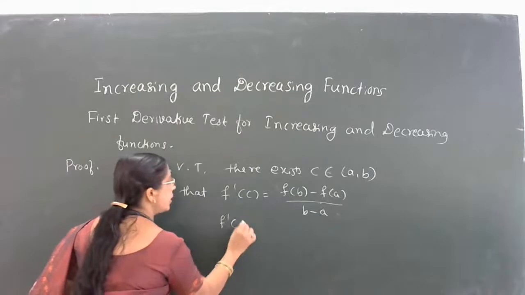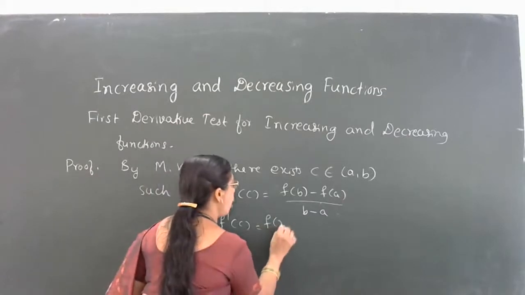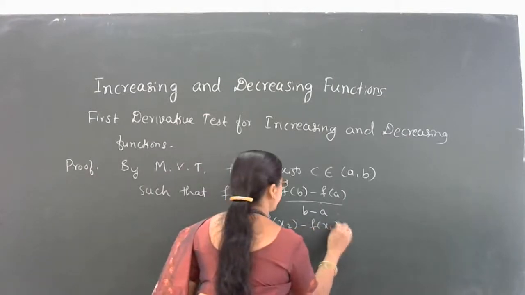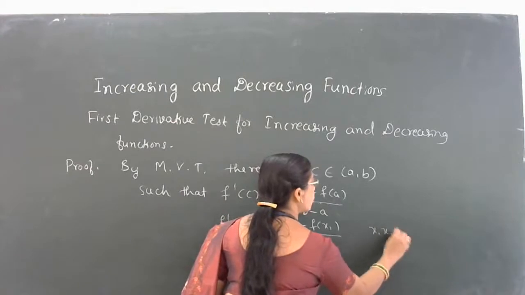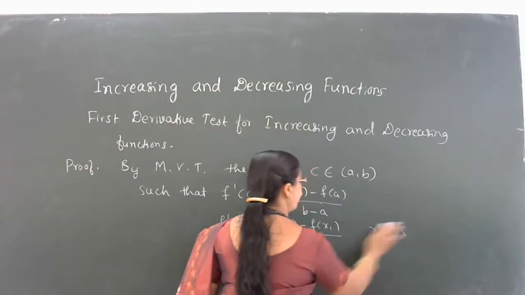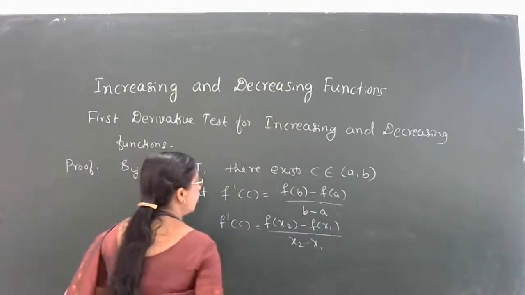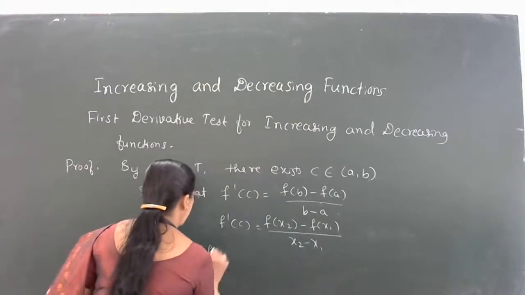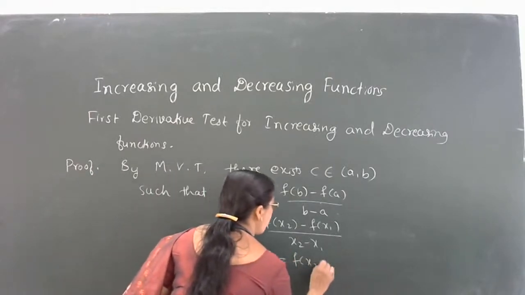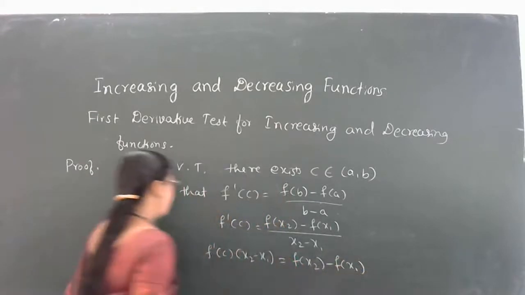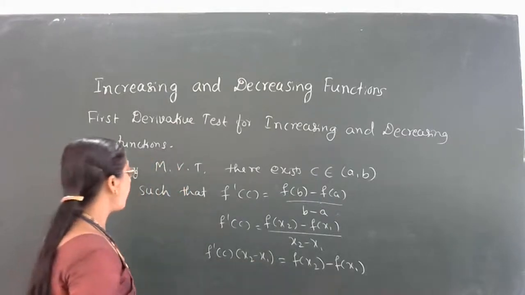Here f dash c is equal to, since we take x1 and x2, we have to write f of x2 minus f of x1 divided by x2 minus x1, where x1 and x2 belong to the open interval (a, b), and c belongs to (x1, x2). Then we take f dash c into x2 minus x1 on the RHS, f of x2 minus f of x1. Here f dash c into x2 minus x1 is equal to f of x2 minus f of x1.